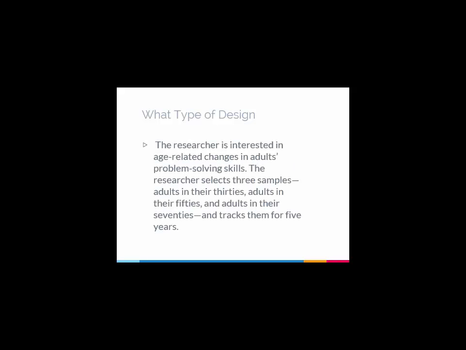The researcher is interested in age-related changes in adults' problem-solving skills. The researcher selects 3 samples, adults in their 30s, adults in their 50s, and adults in their 70s, and tracks them for 5 years. This is a sequential design.